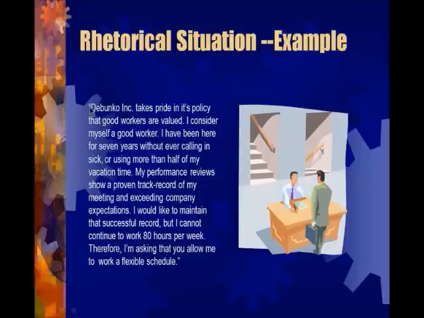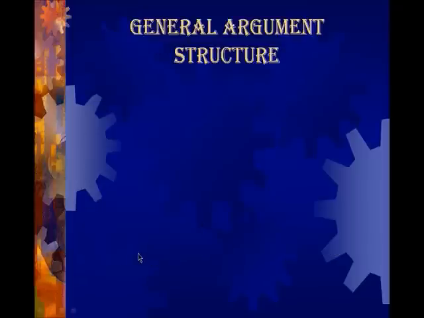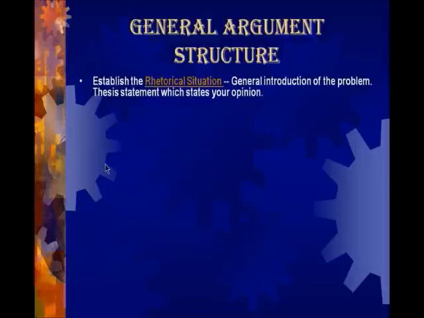Now, the section that we see here, from Debunco to "I cannot continue to work 80 hours per week," this entire section, that would be the rhetorical situation. You're providing a context for your audience so that they understand where you're going and what you want them to focus on, all right? And then this bottom statement, "Therefore, I'm asking that you allow me to work a flexible schedule," this would be the proposition, the position statement, or your thesis statement. Okay, so we've looked at the rhetorical situation.